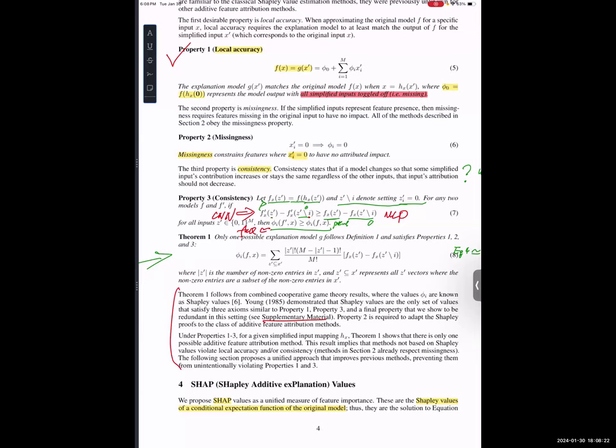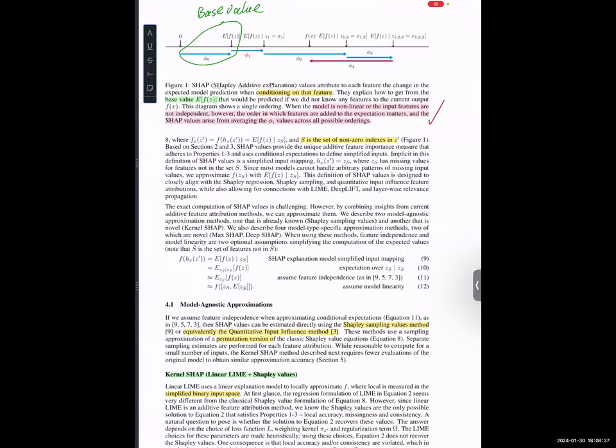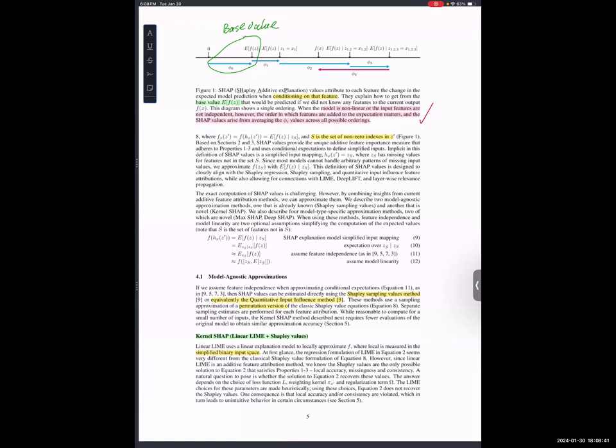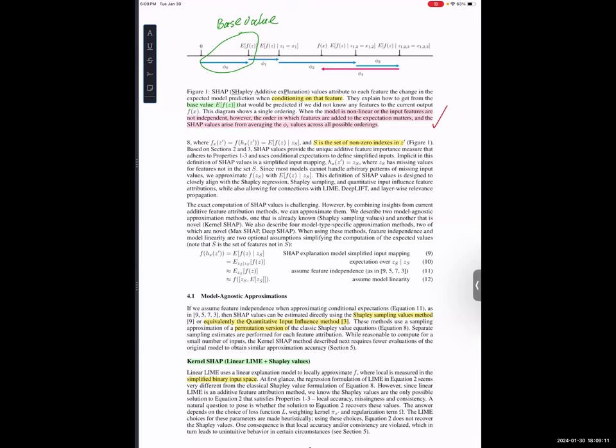So they now formally propose Shapley value as a unified measure of feature importance. And these are the Shapley values of a conditional expectation function of the original input. You will see this figure in a lot of blogs and YouTube video tutorials. I'm glad I chose this paper again, because every time I look at this, I have a new appreciation and understanding of how the Shapley value works. I was also confused about the base value, but now I look at the figure and I realize the base value phi zero is the expectation right there.